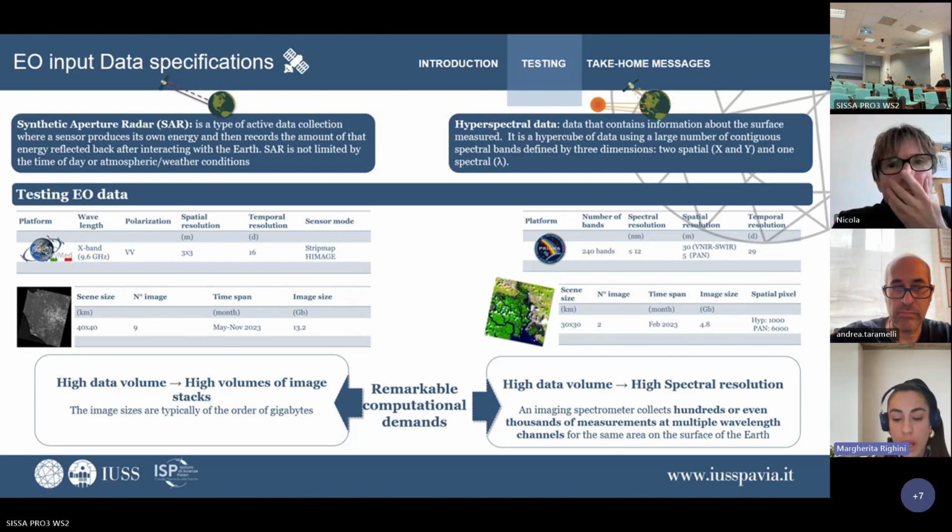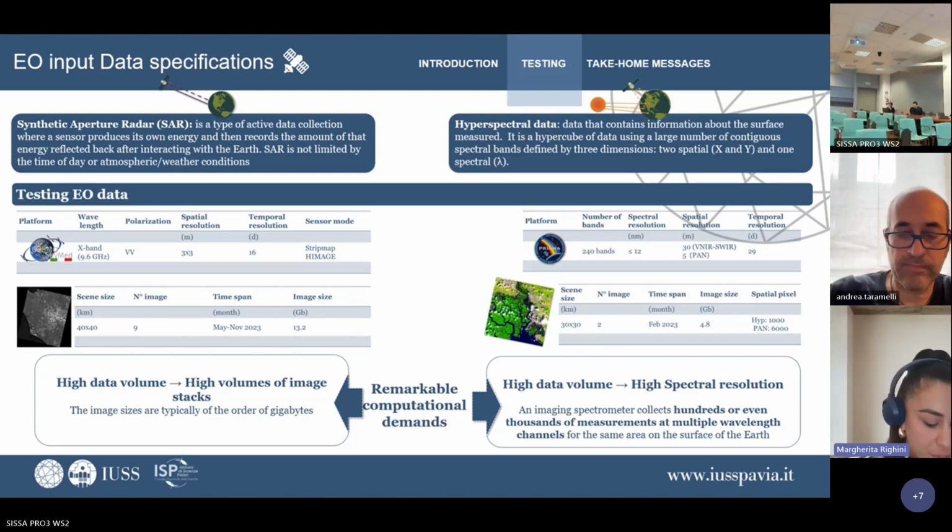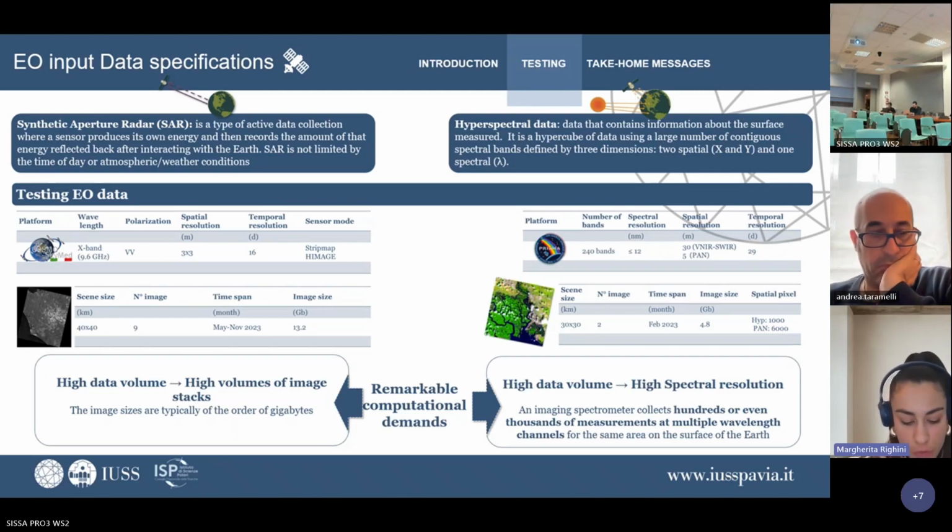from both active and passive sensors. Specifically, we use 9 images coming from COSMO-SkyMed, the Italian Earth imaging constellation, that are synthetic aperture radar data. The image sizes of SAR data are typically of the order of gigabytes, and usually the associated data volume of image stacks to be processed leads to a remarkable computational demand.